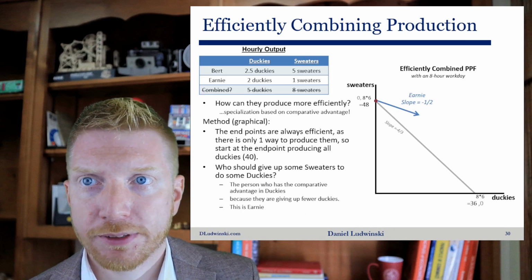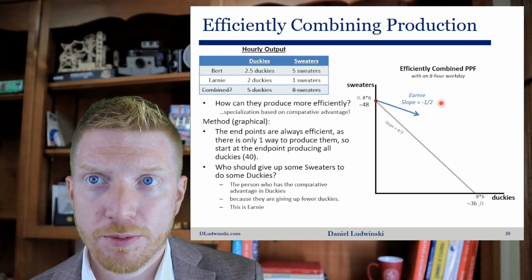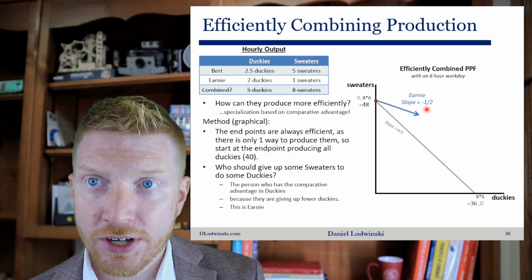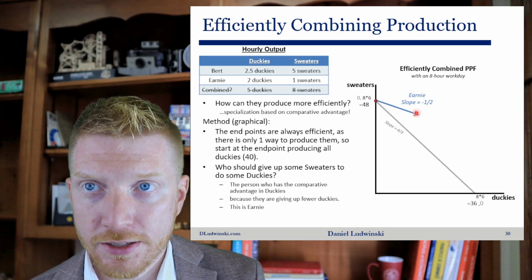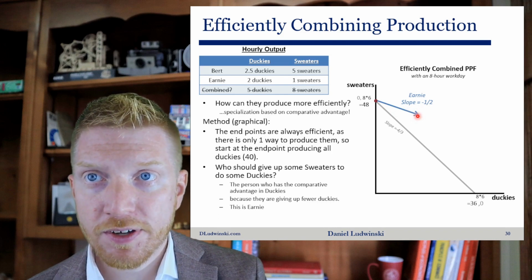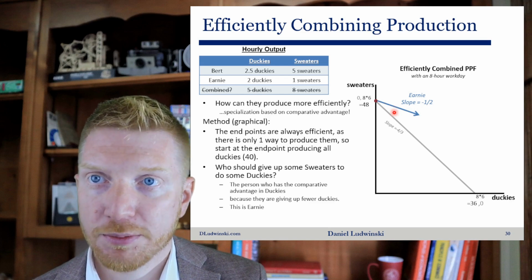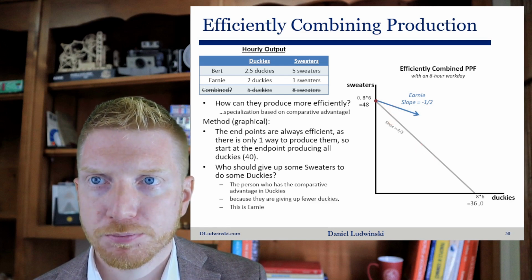This is Ernie. And we can see this actually graphically in terms of Ernie's slope. He has this shallower slope. In other words, he's giving up fewer sweaters to get duckies. And you can see that these points that are on the efficient production possibility frontier were actually not possible when we were moving them both together on this inefficient line here.